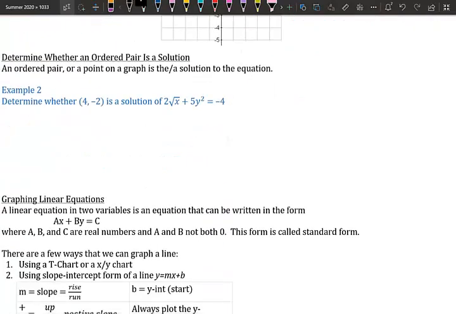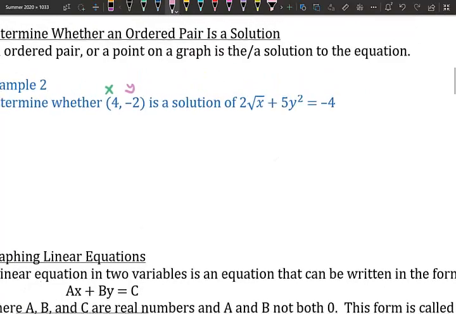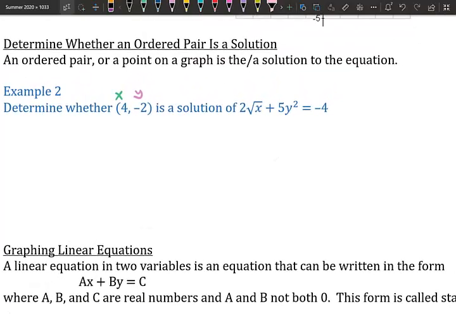So to determine whether a point, 4, negative 2, is a solution to an equation, we're going to plug it in. So we're going to plug our point into 2 times the square root of x plus 5y squared equals negative 4. This is our x, this is our y. The best habit that you can get into is to always label your points. A lot of the time in higher level math, it's just knowing how to use formulas. So labeling your points really does take a lot of room for error out. I promise you. So label your points, it doesn't take much time. So let's go ahead and plug it in.